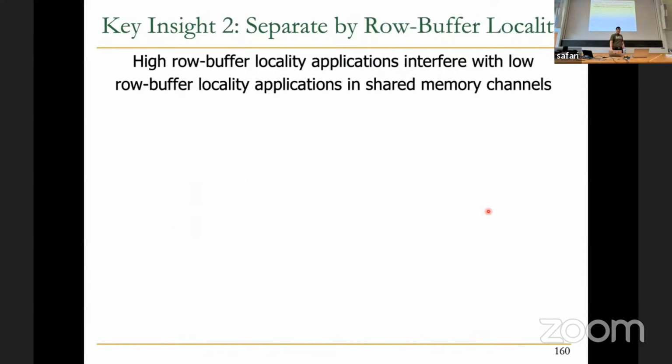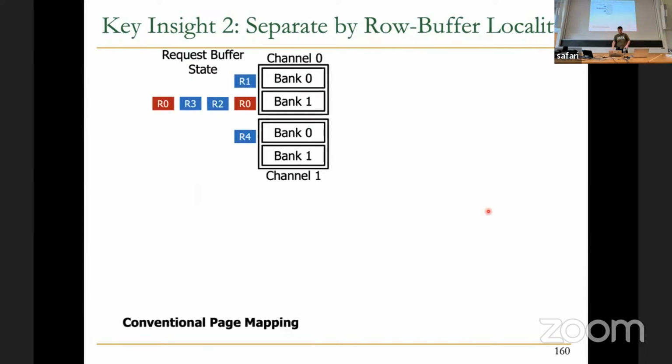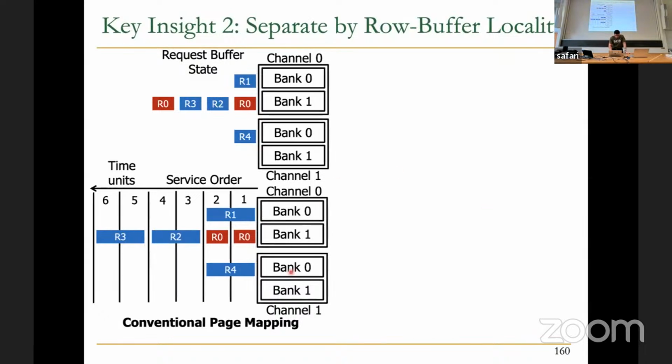The second principle is, or the reason why we have the second principle is, because high row buffer locality applications interfere with low row buffer locality applications. Those are random access applications. You can think of them as that. So in the conventional mapping, you have a low row buffer locality application that's R1, that's the blue app. You can see which rows its requests go to. That's R1, 2, 3, and 4.